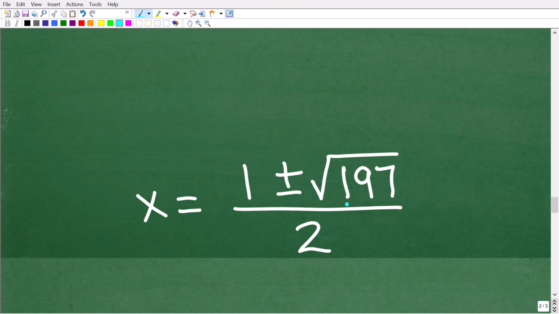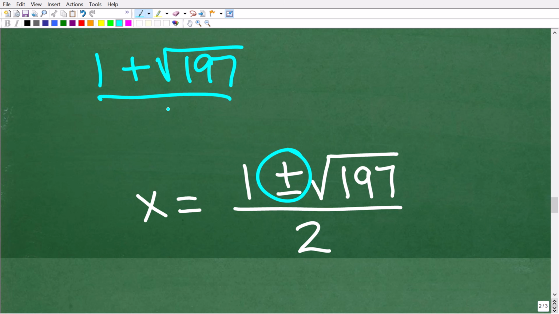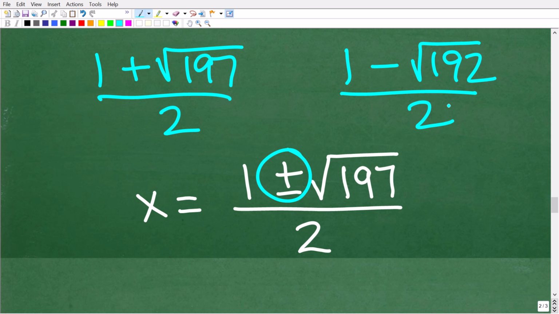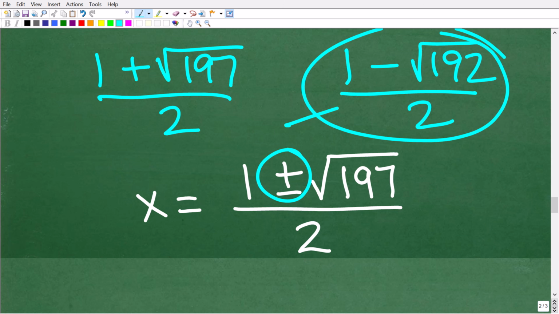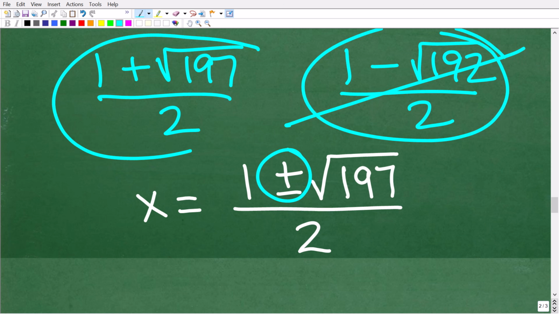Now, anytime you have a quadratic equation, you're always going to have two solutions. So this plus or minus right here means that one solution is going to be 1 plus the square root of 197 over 2, and the other solution is going to be 1 minus the square root of 197 over 2. But the final answer must be positive. So you can see right here, we're going to end up with a negative value for this solution, so we can kind of throw this out. So this is our final answer, 1 plus the square root of 197 over 2.